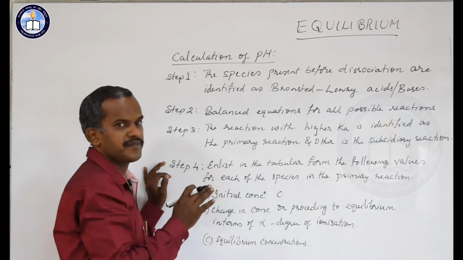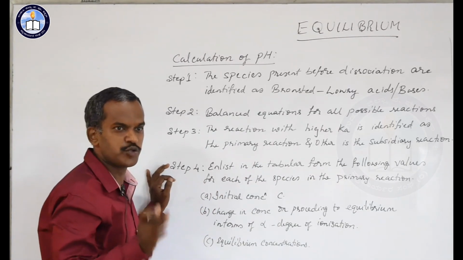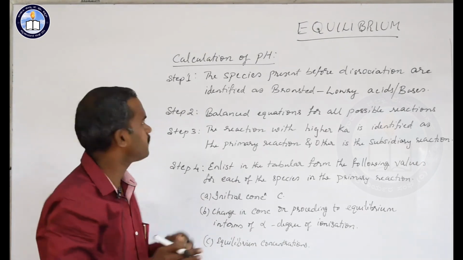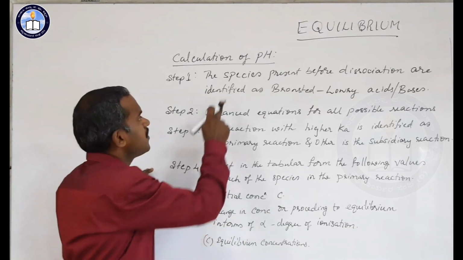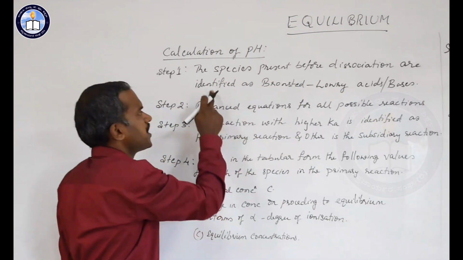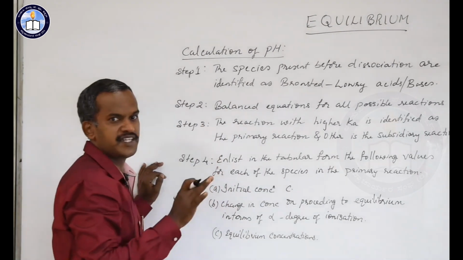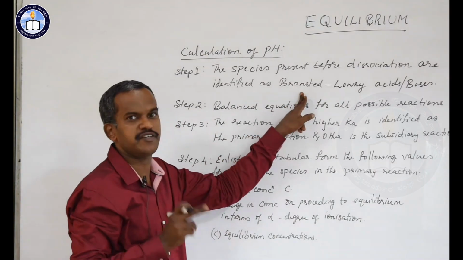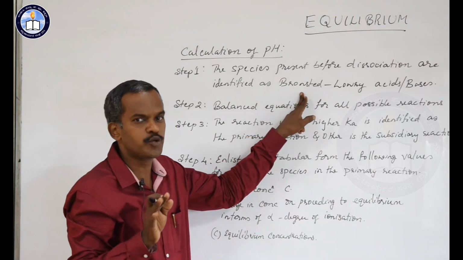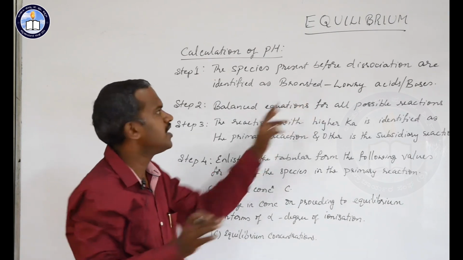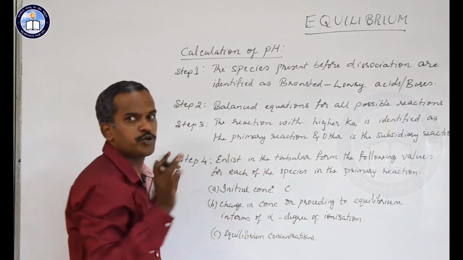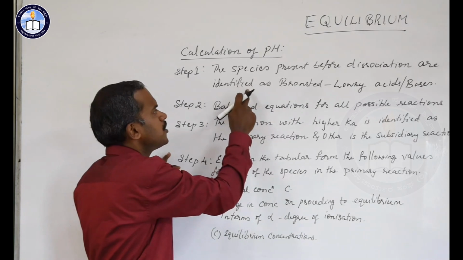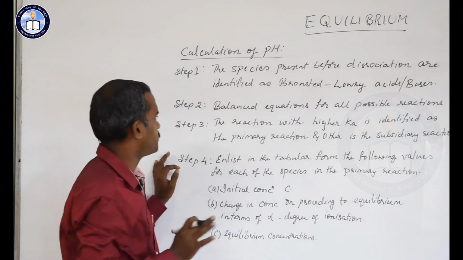So try to understand, for a weak acid, the dissociation constant, how it can be calculated, or by knowing the dissociation constant, how can you calculate the pH? Step 1, the species present before the dissociation are identified. Means it may be a weak acid, how it is present, and if there are 2 substances, which is a Bronsted acid and which is a Bronsted base. You already understood what is acid and base according to different theories, and among the 2 substances you have to understand which is a Bronsted acid and which is a Bronsted base. So that is the first thing, you have to identify which is acid and which is base.